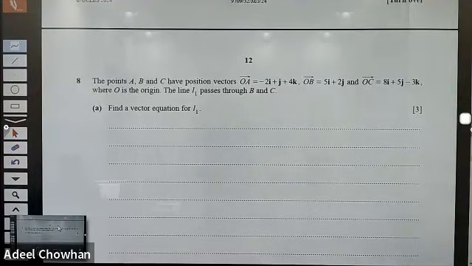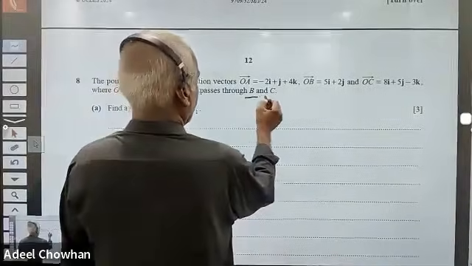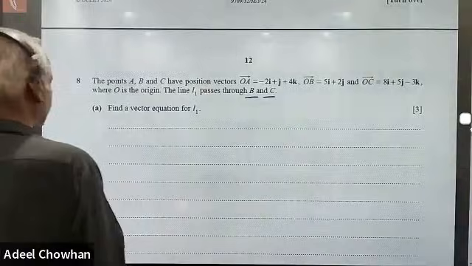Question number 8 now. The points A, B, C have the position vectors OA is minus 2i plus j plus 4k, OB is 5i plus 2j, and OC is 8i plus 5j minus 3k, where O is the origin. The line L1 is passing through the points B and C. Find the position vector of this line L1.